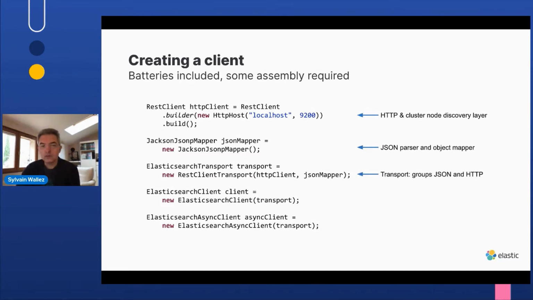We then have to group those two into what we call a transport. The transport basically deals with everything related to encoding and protocol so that you can next create an API client. That API client only deals with Elasticsearch APIs and data objects that represent the requests and responses that are used for those APIs. These clients exist in two shapes: a blocking shape, the Elasticsearch client, and an asynchronous shape, which is the Elasticsearch async client. So whatever your programming flavor is, you're covered here.